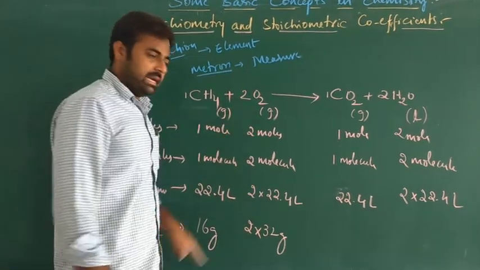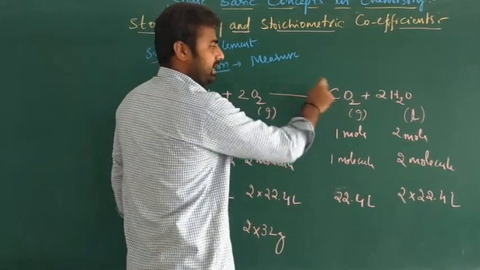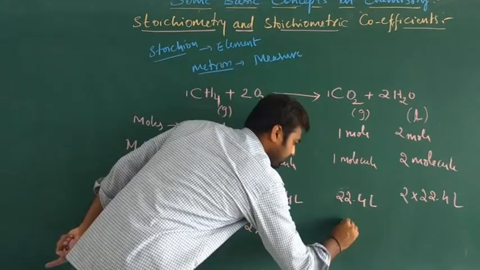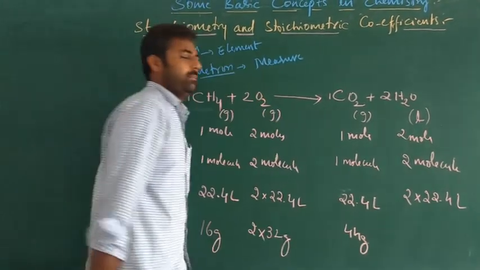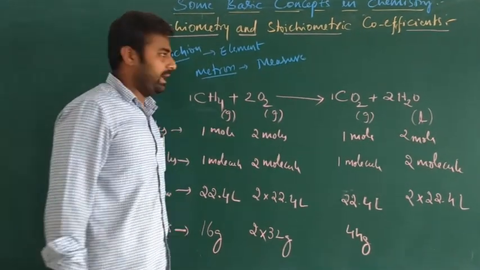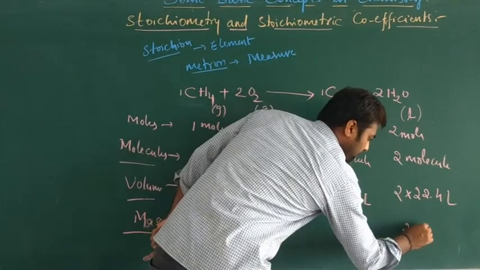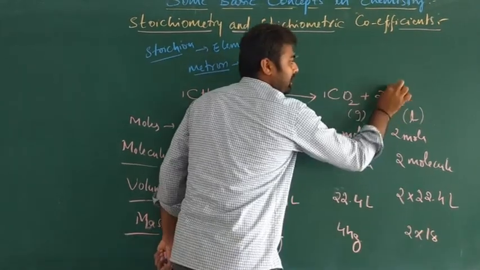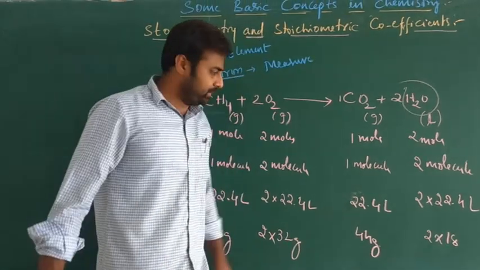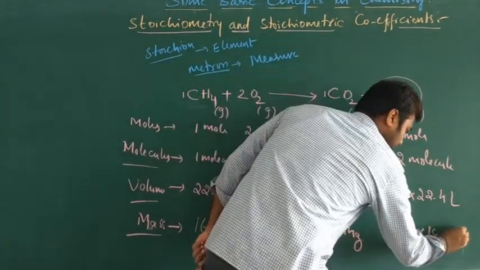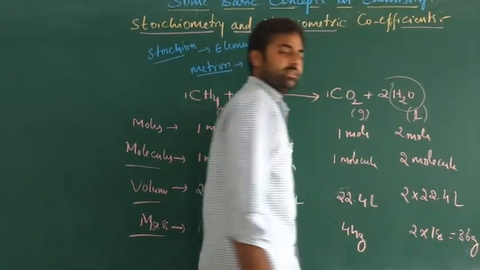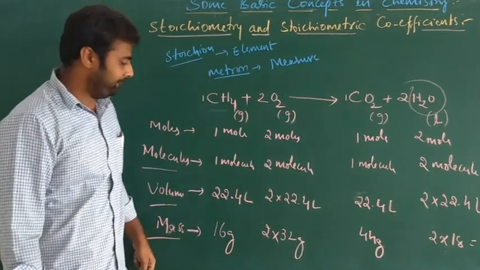This much of oxygen gives 1 mole of carbon dioxide. The mass of 1 mole of carbon dioxide means 44 gram of carbon dioxide will be obtained, and 2 into the molecular mass of one water molecule, which is 18, means 2 into 18, that is 36. 36 gram of water will be obtained.